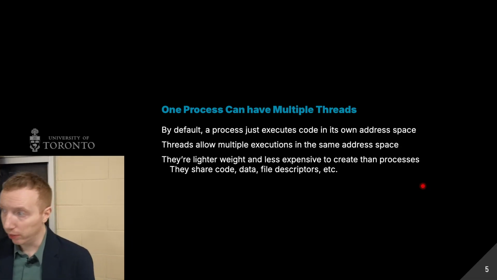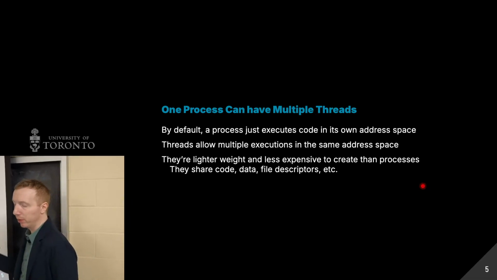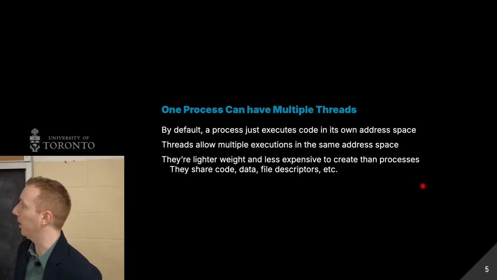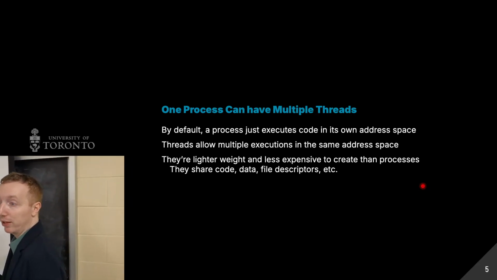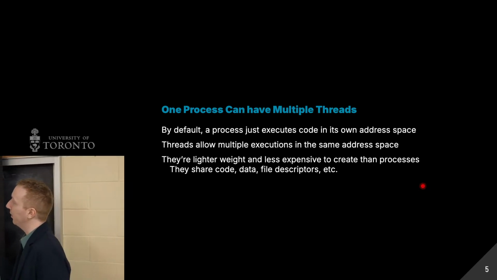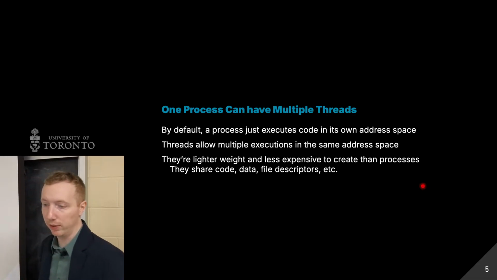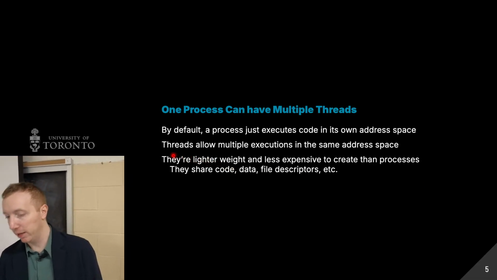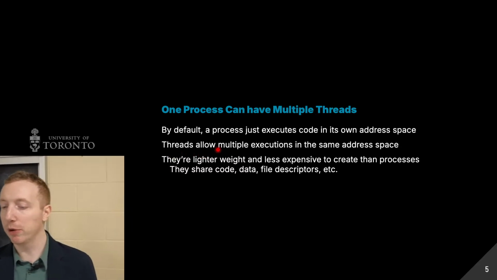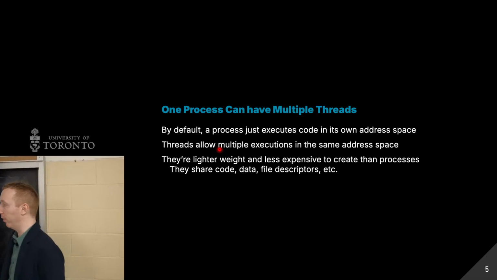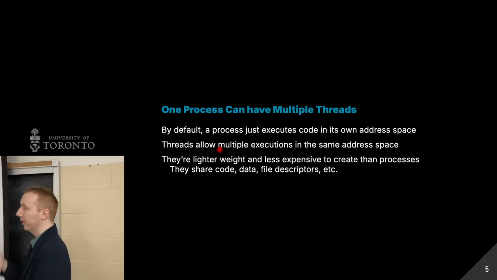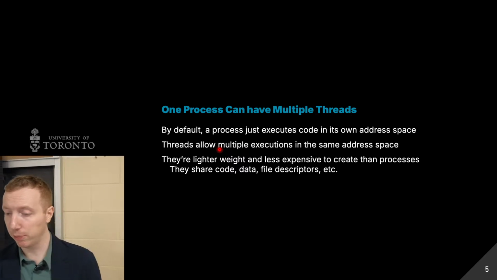So the relationship between processes and threads is that one process can have multiple threads. By default, a process just executes code in its address space. Technically, the easiest way to think about it is that initially a process just has a single thread that starts executing main. But because I can have multiple threads now, I'll show you how to create them in a little bit, we can have multiple executions in the same address space. So multiple virtual processors going on, which may be actual different physical processors.